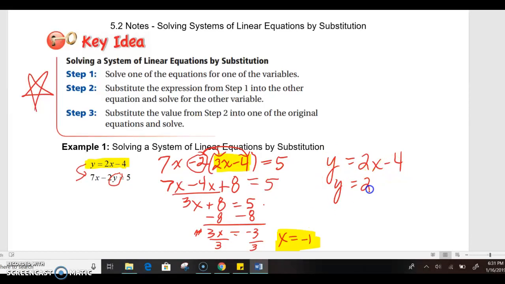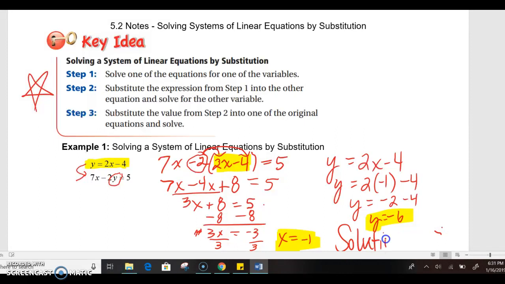I'm going to substitute again negative 1 in place of x right here and just use order of operations to find y. So 2 times negative 1 is negative 2. Negative 2 minus 4 is negative 6. So y is equal to negative 6. Now, once you find your value of y, again, there are a couple things to remember here. First of all, you don't stop there. Remember, your solution for a system always needs to be written as an ordered pair. So in the form of x comma y, my solution is negative 1, negative 6.